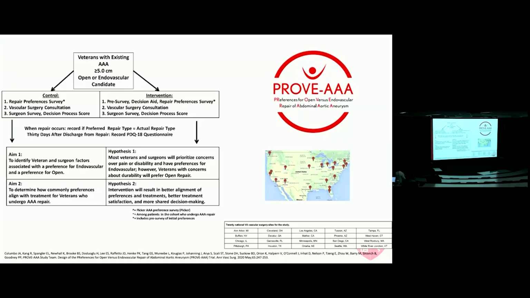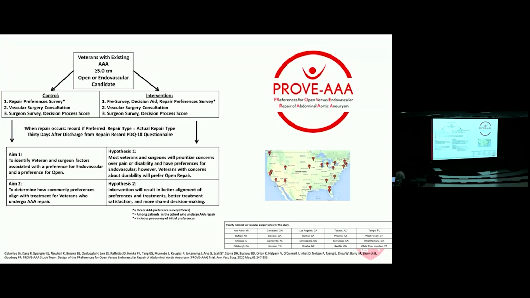So at the control sites, the patients filled out a repair survey on what they would prefer. Then they underwent their vascular surgery consultation, and then the surgeons filled out a survey, and then we looked at a decision process score of how well the repair actually matched the preference voiced pre-op. And the intervention sites had a pre-survey along with a decision aid, where a coordinator went through the decision aid and gave this information to the patients, and then they had their usual vascular surgery consultation, and again, we had surgeon surveys and a decision process score.